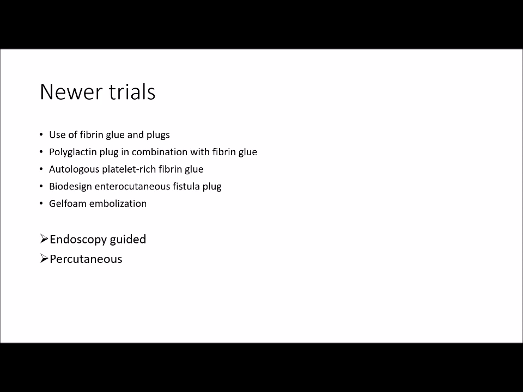Or I can use a polyglactin plug in combination with a fibrin glue, right? Or I can use an autologous platelet-rich fibrin glue. So these are basically plugs and glues made of gel foam, polyglactin, or fibrin. And these can be inserted either percutaneously into the hole, or I can even do an endoscopically guided insertion, right?